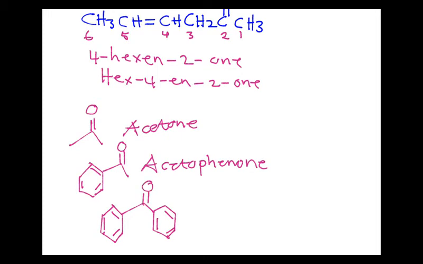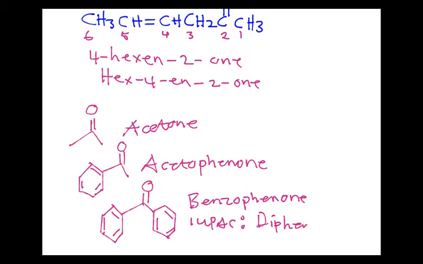This is commonly known as benzophenone, but the actual name, which is the IUPAC name, is, okay, let's look at it. Because we have 2 phenyl groups over here, it's going to be diphenyl hexanone. So let's say diphenyl hexanone.